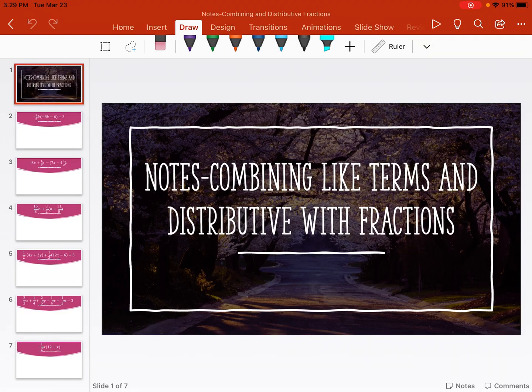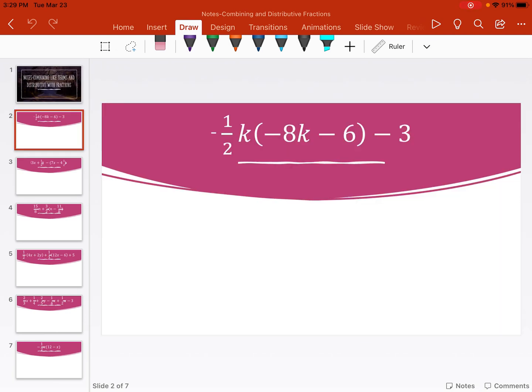Alright, guys, we're going to look at combining like terms, except this time we're going to have fractions in there as well, along with our distributive. So on this first slide, let's go ahead and distribute this -1/2 k in, everything inside the parentheses.